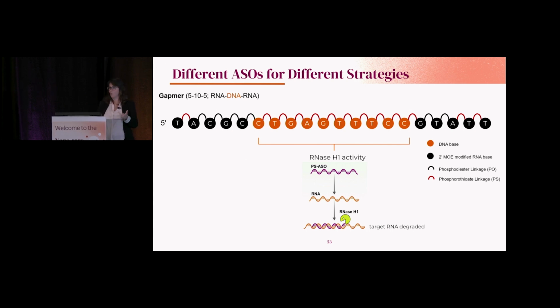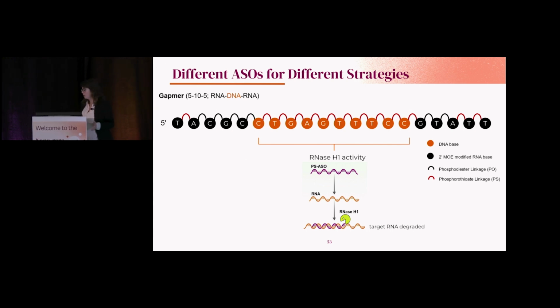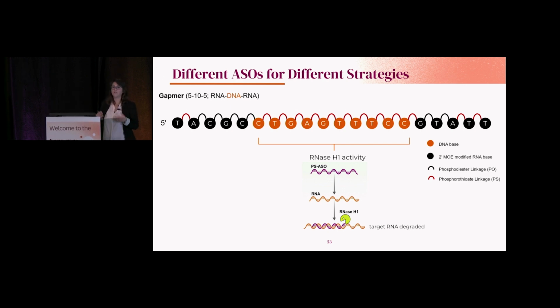Why do we chemically modify them? Well, it has been shown, and this is all the research that was done also at Ionis, that we need to have specific chemical modifications in order to improve the pharmacological properties. For example, we have the 2' methoxyethyl modification in the RNA, where we know that it can improve the affinity to the RNA target, reduce immunogenicity, and extend the duration of action.